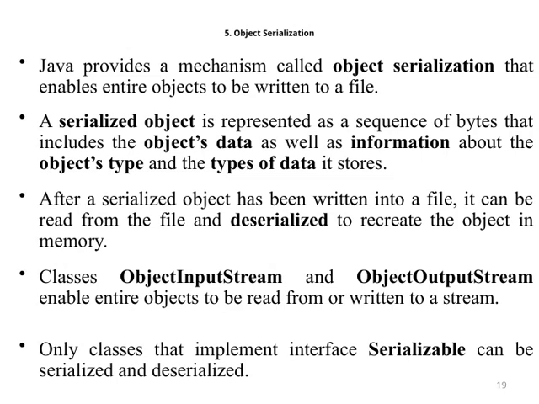Now, let's talk about object serialization in Java. Essentially, Java provides a mechanism that allows us to write entire objects to a file, which is incredibly useful for saving and retrieving complex data structures.